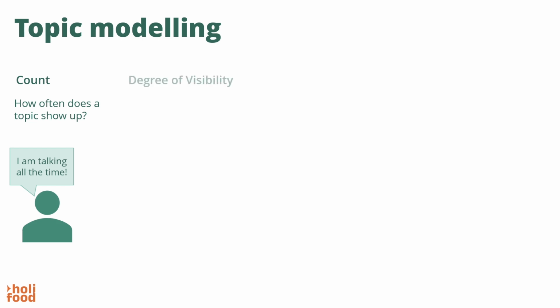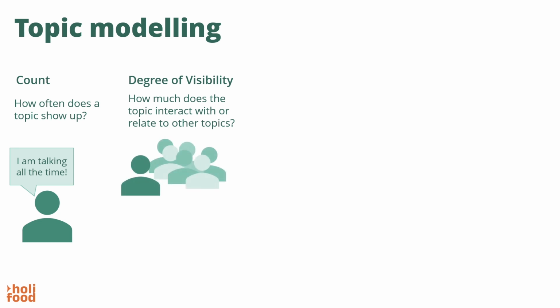Degree of visibility. How much does the topic interact with or relate to other topics? If this is a high number, it is a very visible, influential and well-connected topic. If it's a low number, it is a more isolated topic, staying within its own bubble. If we're talking humans again, imagine someone talking to a lot of people, or someone talking mostly within a small group or staying in their corner.